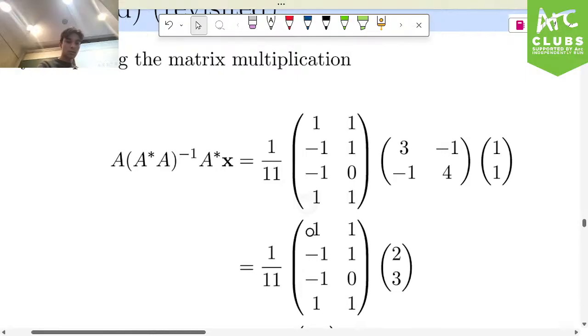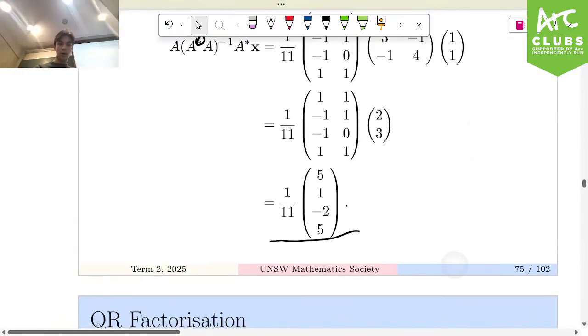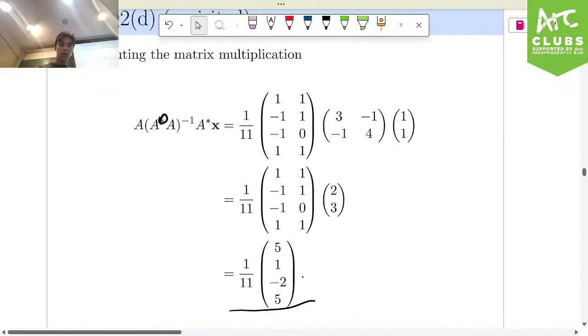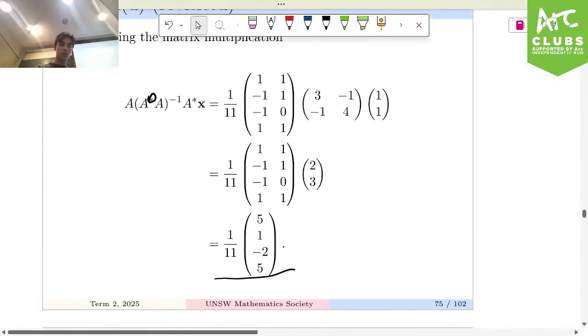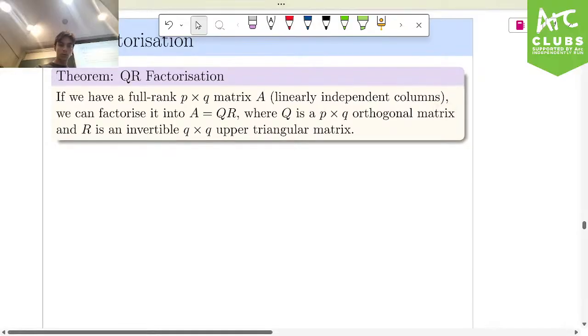And this star is the adjoint. It's an operator on linear transformations and matrices, which we're going to go into soon. But first, QR factorization.